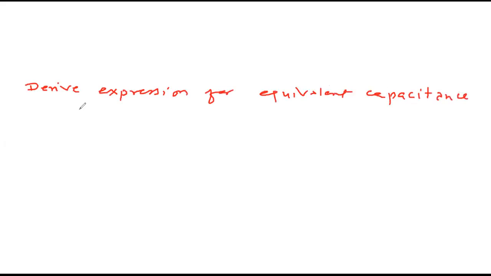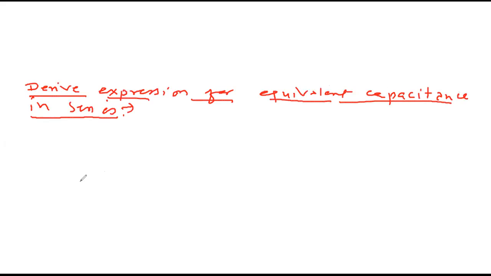Derive expression for equivalent capacitance in series. That means when n capacitors are in series, what is resultant capacity? Series means one after another.